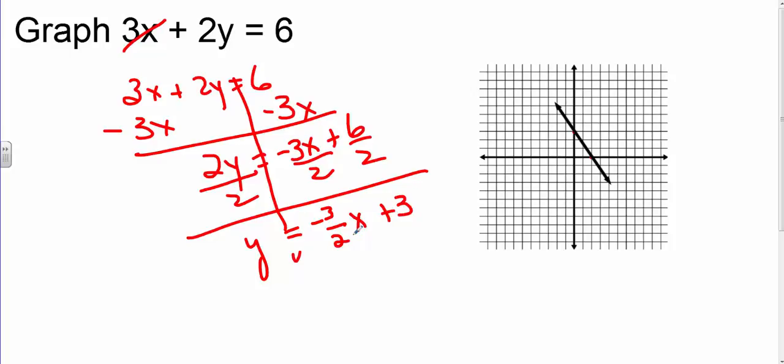And then we come over here and we check. Our y-intercept is 3. 1, 2, 3, and we put our dot. And then you check. The slope is negative 3 over 2. So that means we go down 3, 1, 2, 3, and right 2, 1, 2. So you would have gotten the exact same line.